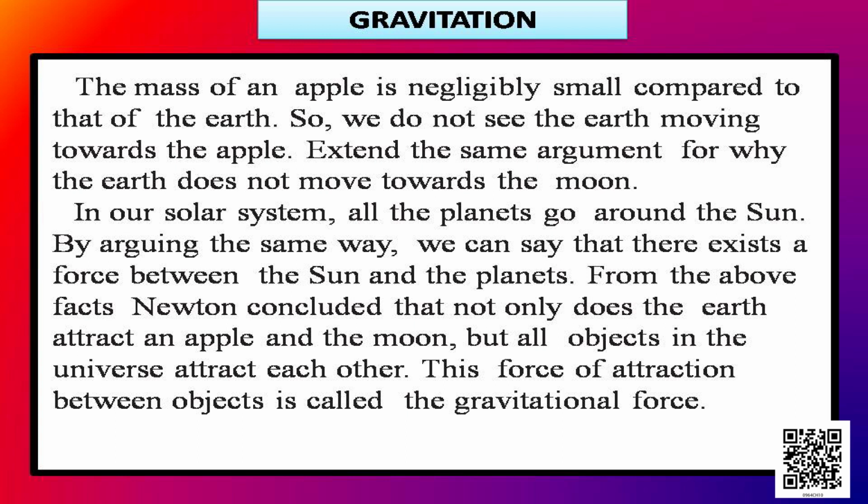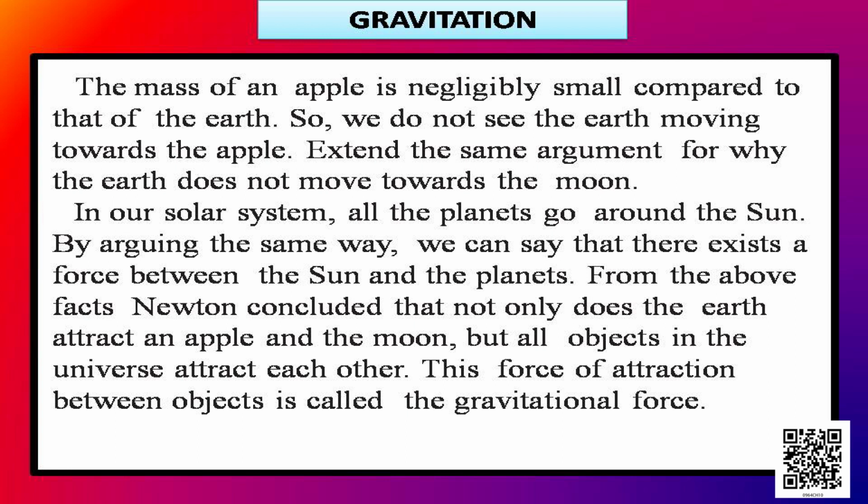Extend the same argument for why the earth does not move toward the moon. Same thing, because the moon has a very low mass in comparison to the mass of the earth. That's why, though there is a force of attraction between them and both apply force on each other, the moon moves round the earth in a circular motion. Earth never goes towards the moon.